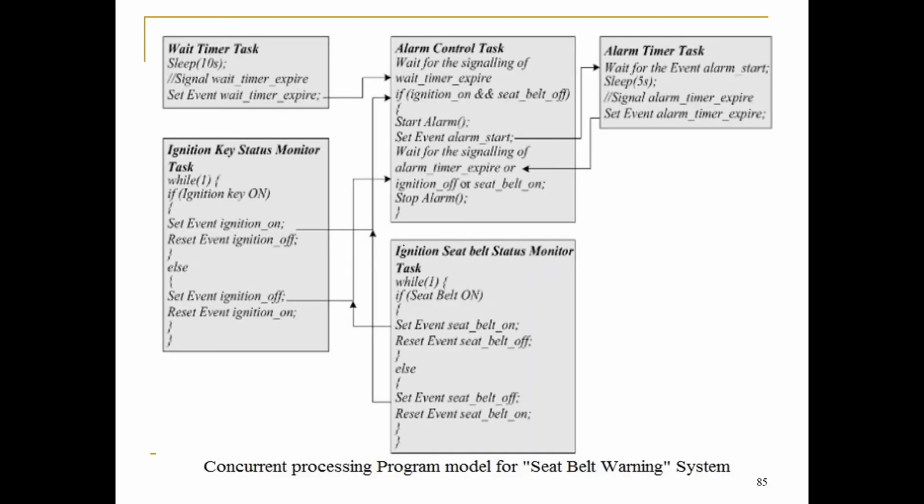So it's given here. Every task has been split up. This is a task for wait timer. This is a task for ignition monitor. This is a task for alarm control task. This is for seat belt. This is again for alarm to start and sleep. So every task has been split up here, and they have their own sequential programs which are written here. So every task has been split up here.